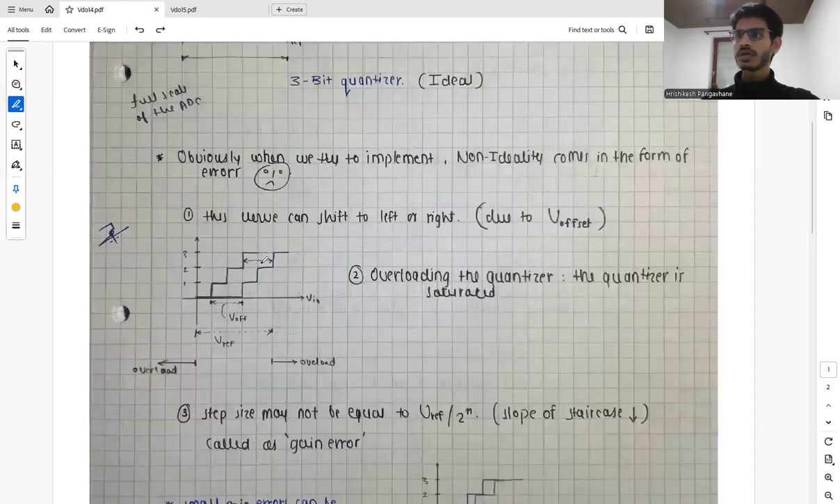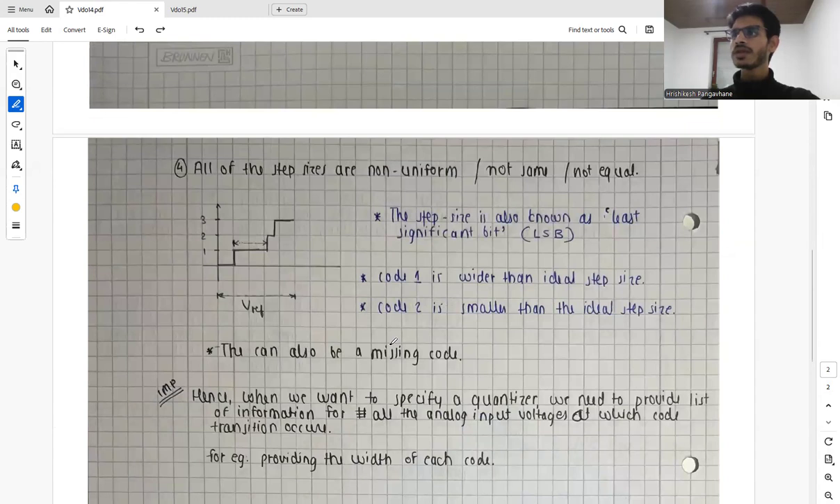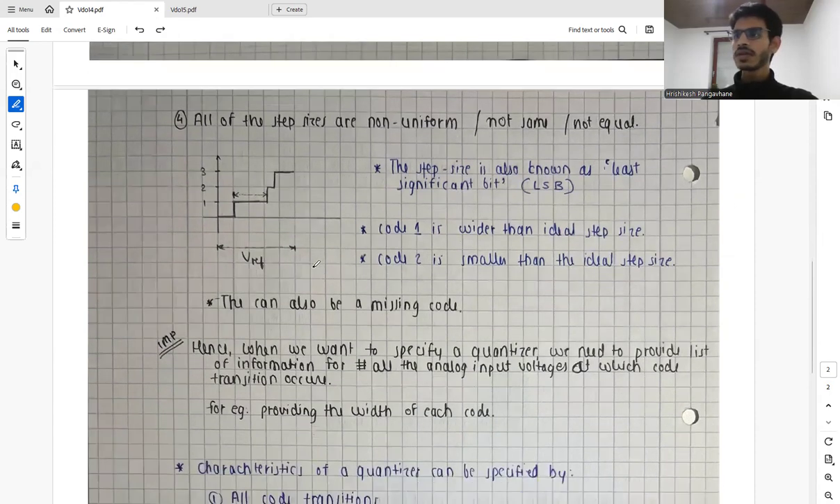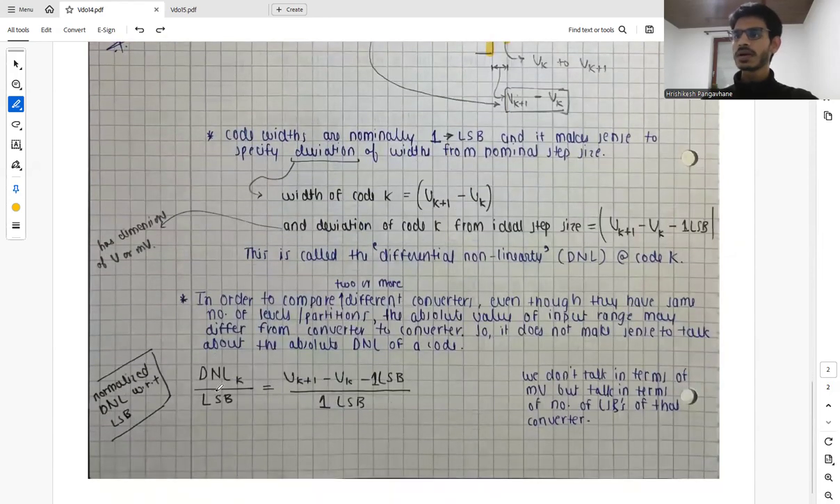Then we talked about some non-idealities. Those were due to V offset. Then we talked about the gain error, where the width increases due to the gain. Then we saw that not all steps are uniform. So to quantify these errors, we came across some quantities such as DNL, which is differential non-linearity.